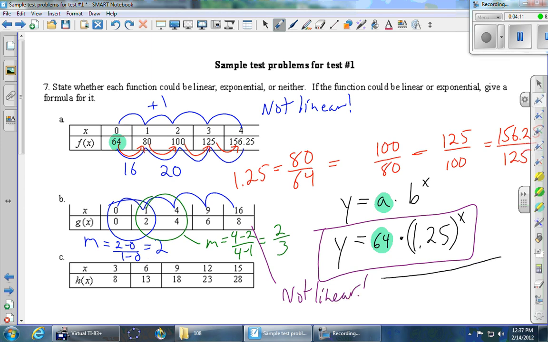Go ahead and put a divider in here just so we see which is for part A and which is for part B.